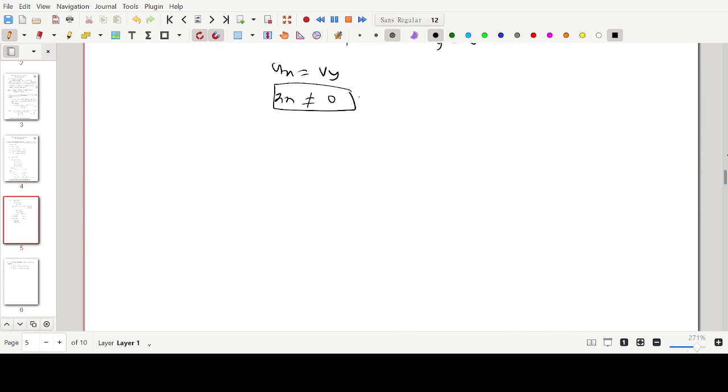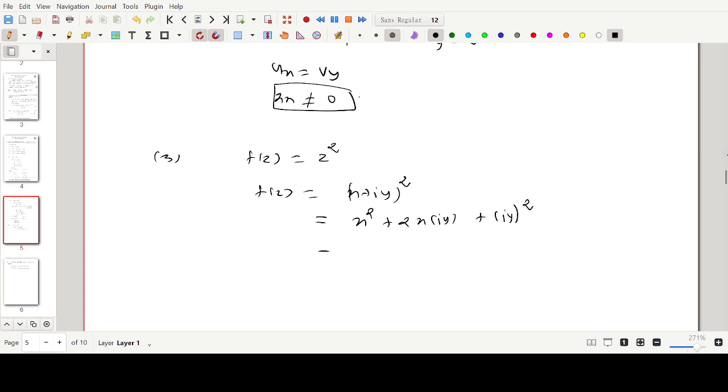What is the third problem? f of z is equal to z square. Is it analytic or not? So we can verify like this. f of z is nothing but z, which is x plus iy whole square. So what is the meaning? The a plus b whole square formula: a square plus 2ab plus b square. Just form the complex number structure. a square, what is the i square value? Minus 1. So minus y square plus i into 2xy. It is the complex number structure.